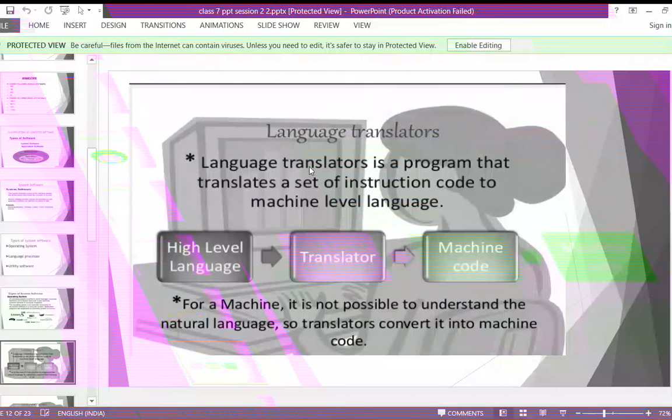Yes? Okay. So next, the second type of your system software is language translator. As you know, the computer language, which all are the types of computer languages?